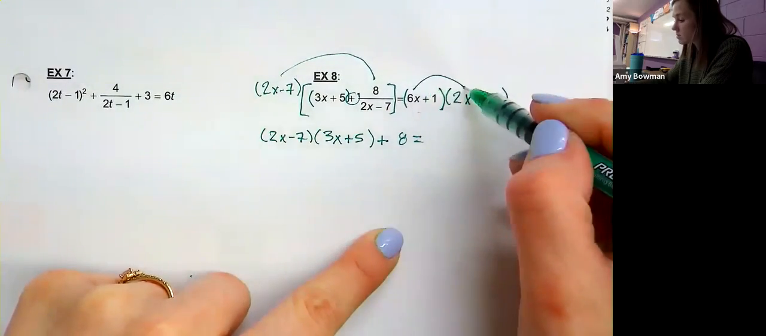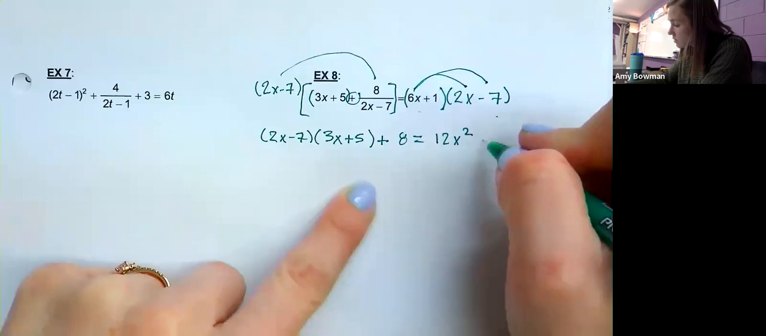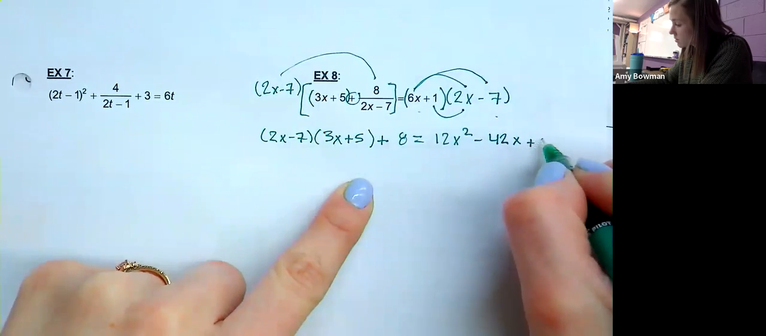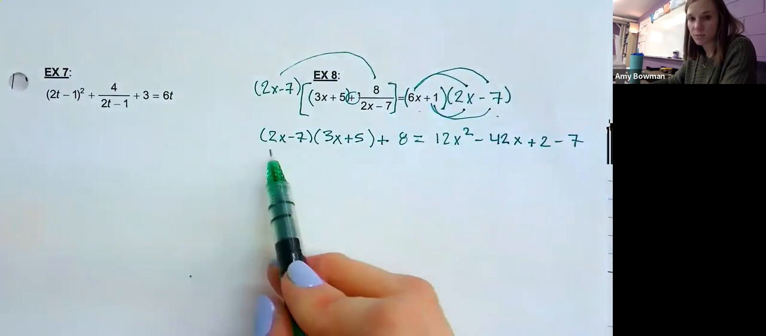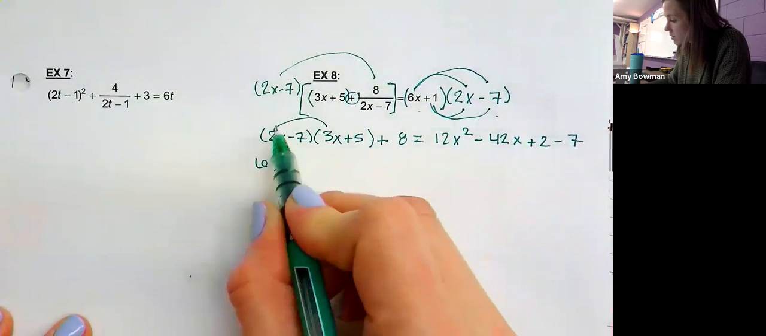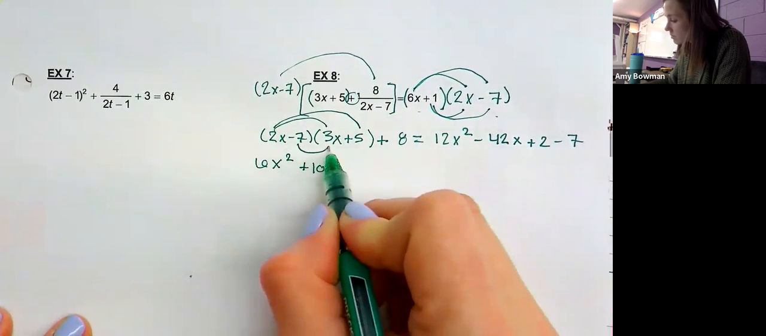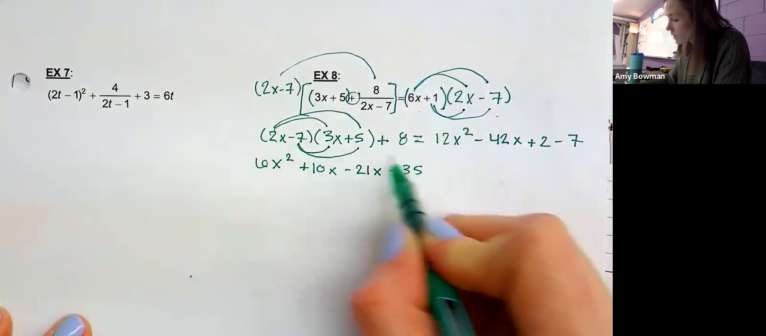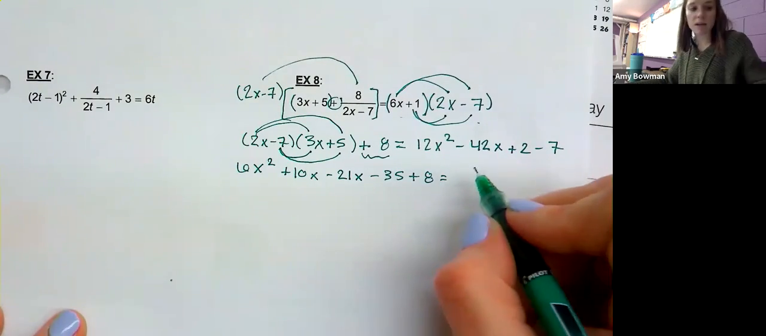And then on the right-hand side, I can go ahead and just distribute in this step. So 6x times 2x, 12x squared, 6x times -7, -42x, plus 2x, minus 7. And then I'm going to distribute on the left-hand side as well. 2x times 3x, 6x squared, 2x times 5, 10x, -7 times 3x, -21x, -7 times 5, -35. Don't forget this plus 8. So we've got a lot of terms, but we can combine in a second.